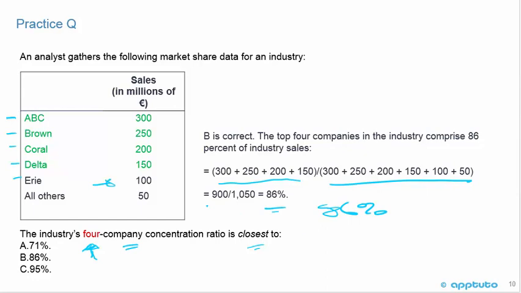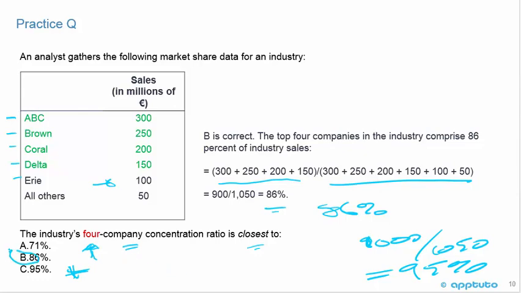Now, if you would have added the 5th company and made it 1,000 divided by 1,050, that's going to equal 95%, and you would have potentially answered C. So the correct answer is B, it's 86%, and this is an excellent example of a CFA-type question where they're giving you some data and you have to read the question very carefully that it's a 4-company ratio. A lot of people would say, oh, I'm doing the concentration, I'm going to add up all the companies and divide by the total. They gave you 5 companies, this one said all others. So you just have to pay close attention to detail, but in all, pretty easy question.